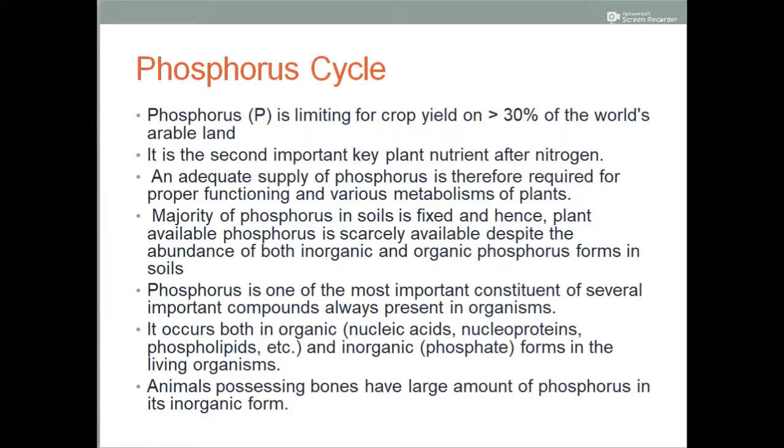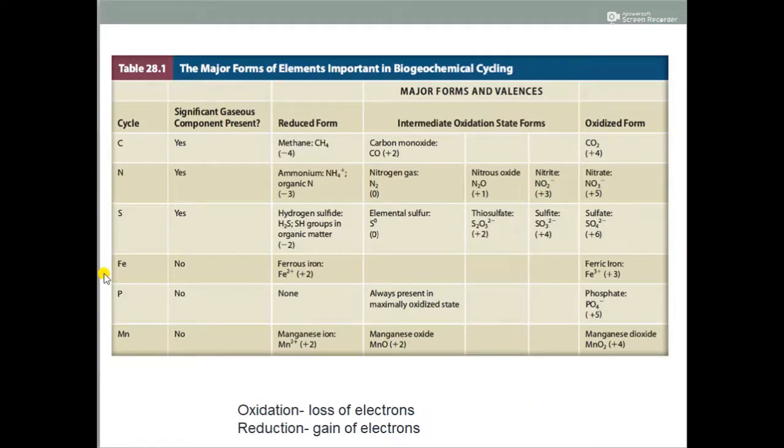And when we look into the phosphorus cycle, we can see that phosphorus occurs mainly in an oxidized form, mainly in the phosphate forms, and it is never present as a gas. And mostly you can see that the biogeochemical cycle involving phosphorus is limited to the hydrosphere as well as the lithosphere, and not the atmosphere. That is, in the atmosphere, the biogeochemical cycle of phosphorus does not happen. It mainly happens in the hydrosphere as well as the lithosphere.